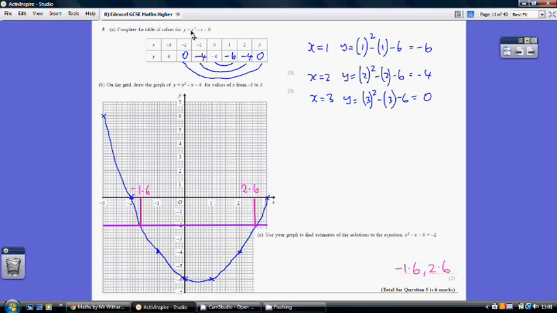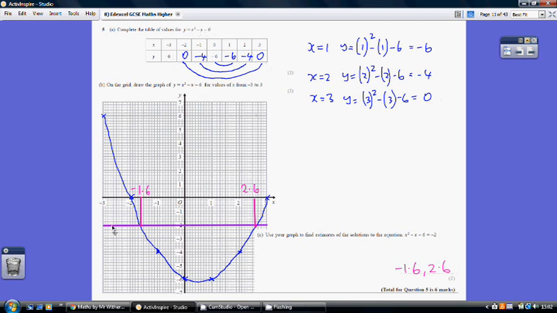So substitute 2 into this. So 2 squared, take away 2, take away 6, gives us minus 4. And as I said, because we've got minus 4 here, from the ripple effect the value must also be minus 4 for the minus 1. And then finally, when x is 3, 3 squared minus 3 minus 6 gives me 0. And again, therefore that one must be 0. So I can then go for part B to plot these values.